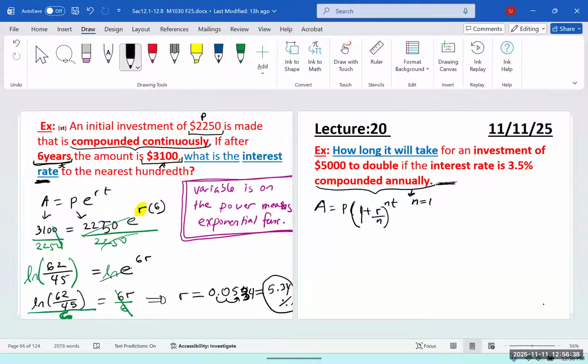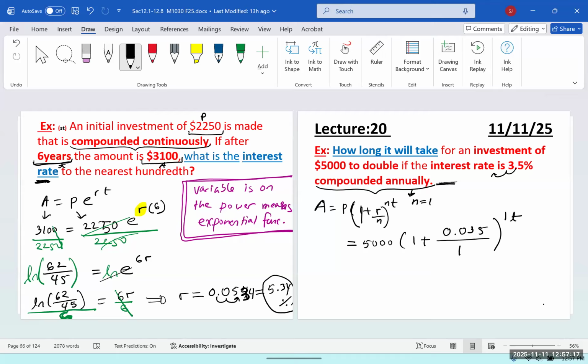So how much money are you investing today? $5,000. 1 plus, what is the interest rate? 0.035. So move your decimal two places to the left from 3.5%. And how many times are you compounding in a year? Once. So 1 times, what are you looking for? Which variable? t.